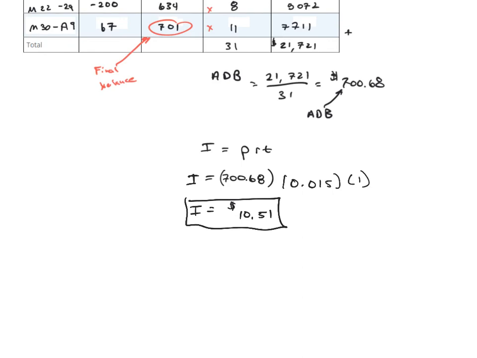But I want you to think about the statement balance as well. This is a real world problem. The statement balance would be your final balance, which was the $701, plus that interest or finance charge, which is the $10.51. So if you actually had this credit card, they'd be sending you a bill for $711.51, and that would be due within 1 month.